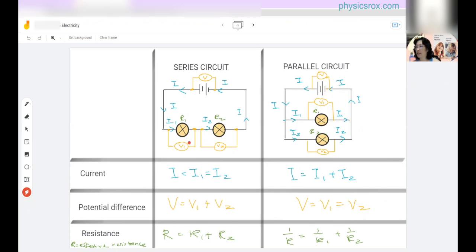Whereas for resistance, when you calculate effective resistance, series is very straightforward. You just add them together. For a parallel circuit, you calculate using 1 over R. Okay. So just to remind you, my tablet is not plugged in. So just to remind you, when you want to solve questions involving parallel or series circuits.